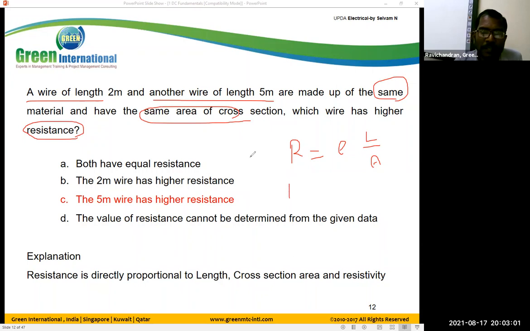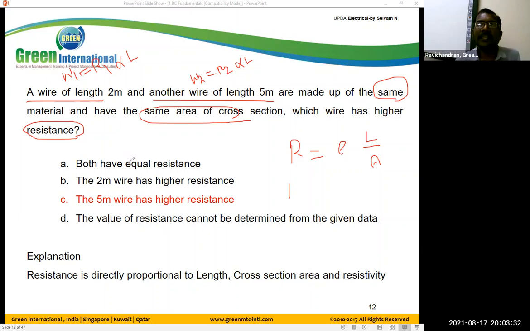Wire 1, we call it R1, is directly proportional to L. Wire 2, which is R2, is directly proportional to its length. Correct? The rest of the terms, rho and A, are constant. So that means if the length increases, resistance increases.